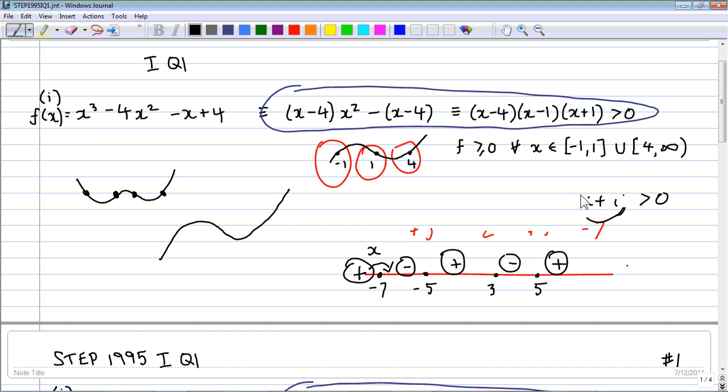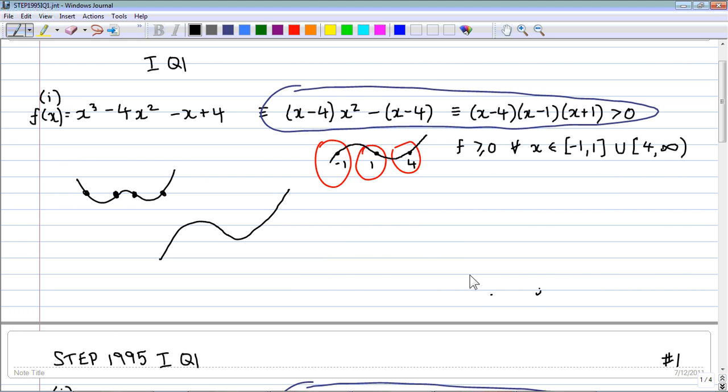And finally, if x is bigger than 4, then all 3 factors are positive, so the function is positive. So the complete solution is f is greater than or equal to 0 for every value of x in the closed interval between +1 and -1. That's why these square brackets, meaning closed interval, including the boundary, and also for the set of values between 4 and infinity, including 4. So I hope that part is clear.